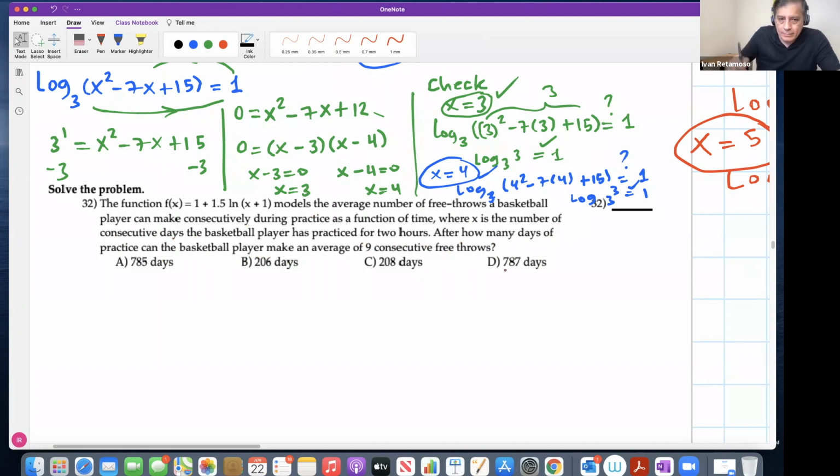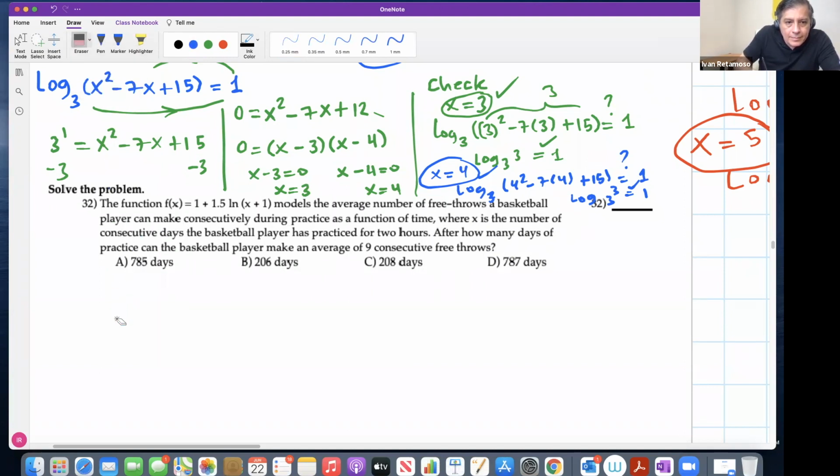All right. So here, they are giving us a logarithmic equation that is modeling this particular situation. They are asking, given this fixed output value, which is 9 consecutive free throws, what should be the input value such that when you plug it into this function, the output is 9? So let's start by writing out the equation that models the situation.